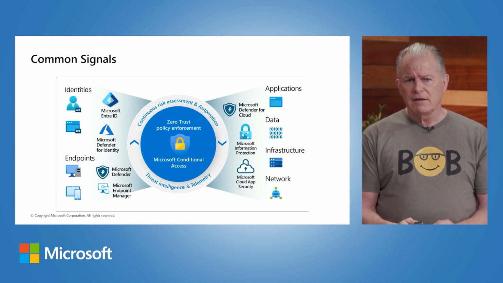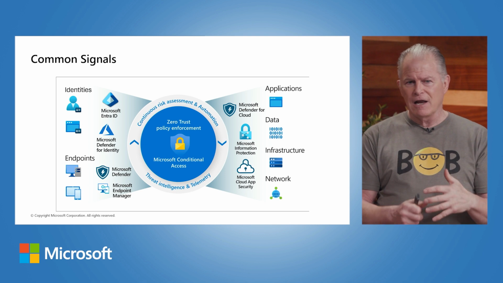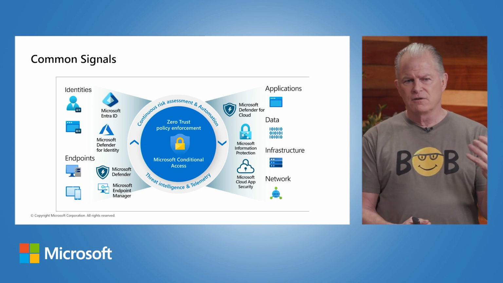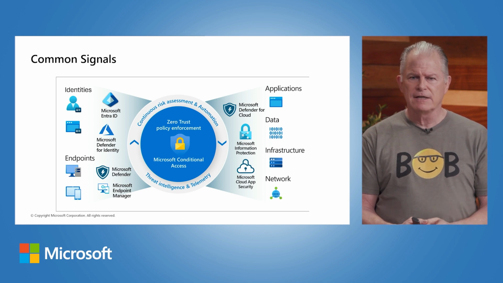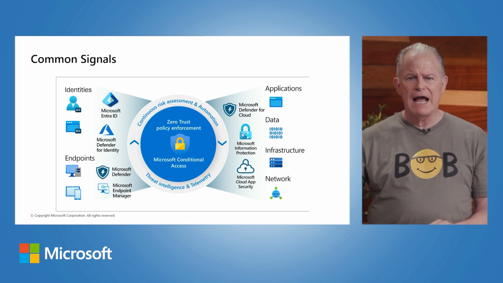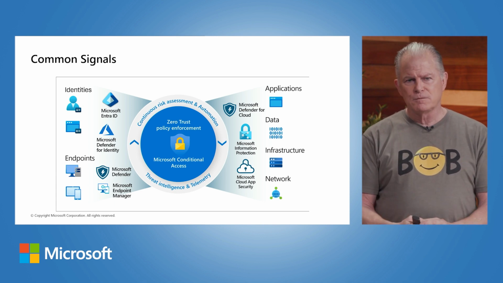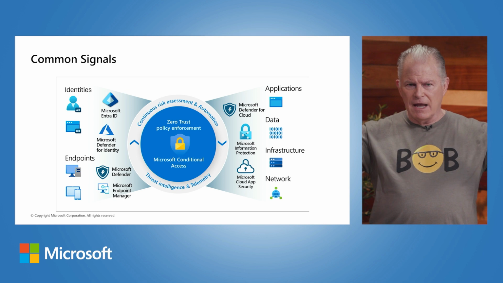So when you take a look at the common signals, here's a listing of some of the things that I've talked about. Identities, locations, devices that you're on. You're seeing that on the left-hand side. The kind of things that you're trying to access are on the right-hand side. So it's this combination of, and the term I used, personas, and you want to think of that end-to-end.